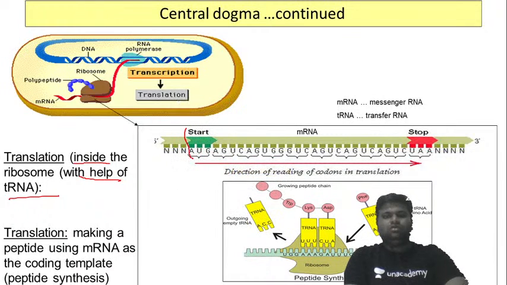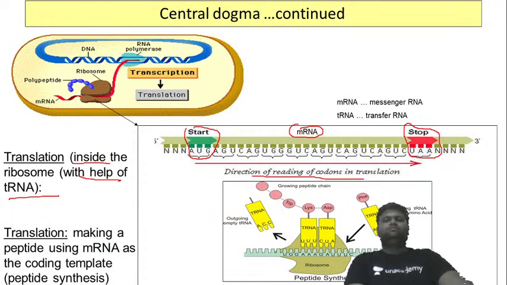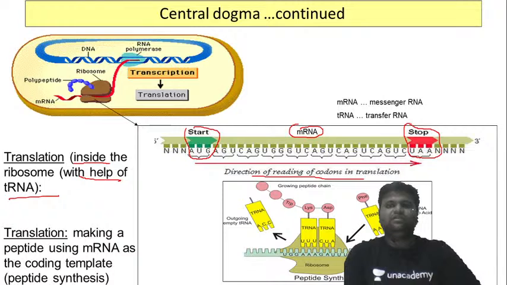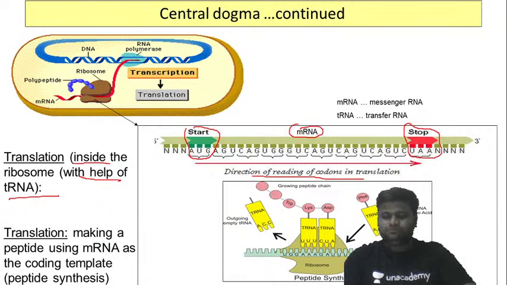This is the start codon. This is the mRNA. And this is the direction of reading of codons in the translation, and this is the stop codon. UAA is the stop codon. So start codon and stop codon are there. Once the translation starts, it starts from the start codon and it ends at a stop codon, making a peptide using mRNA as the coding template.